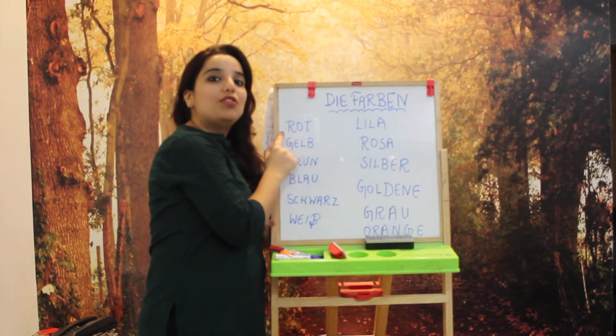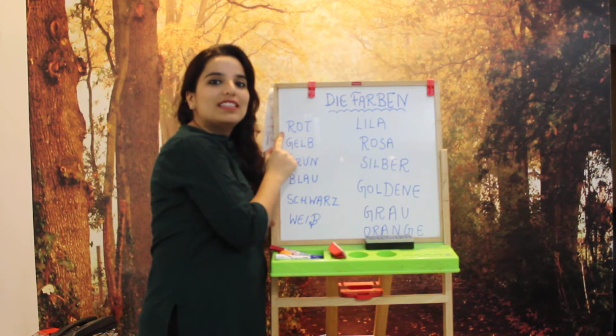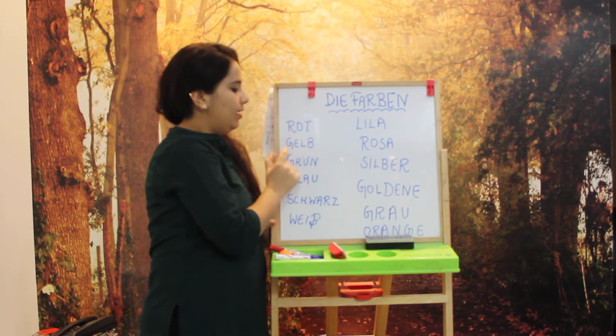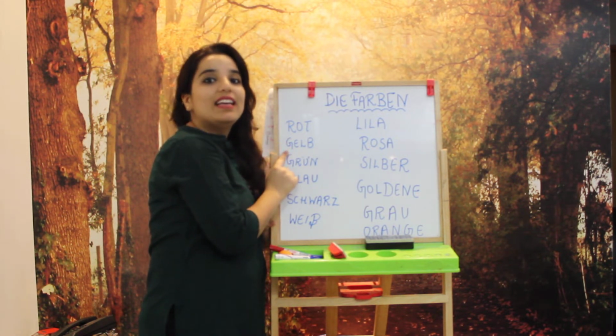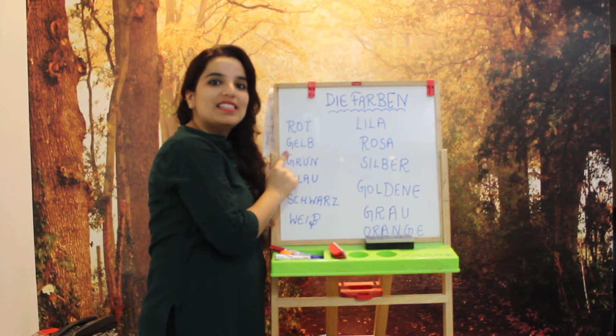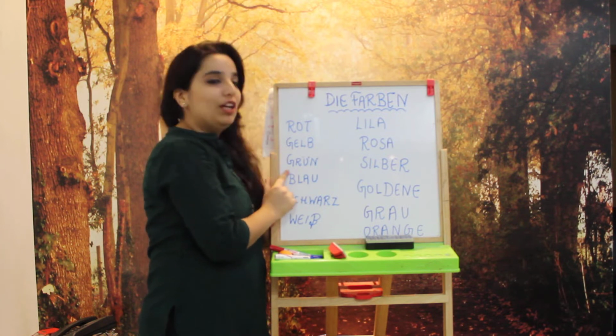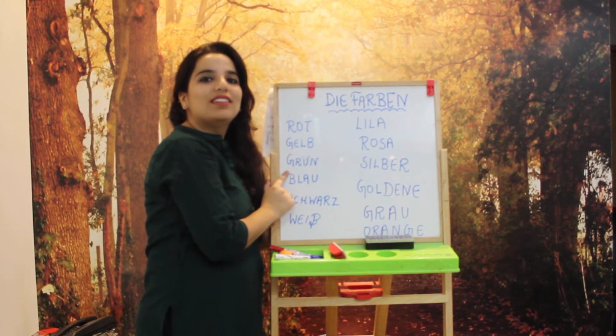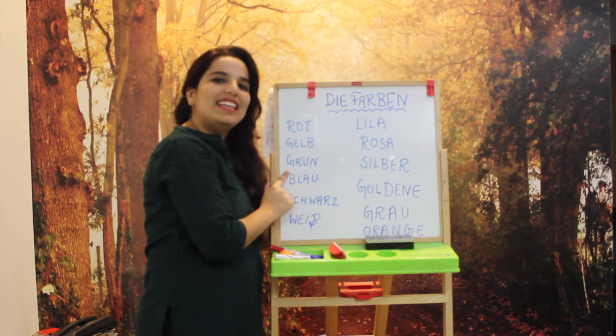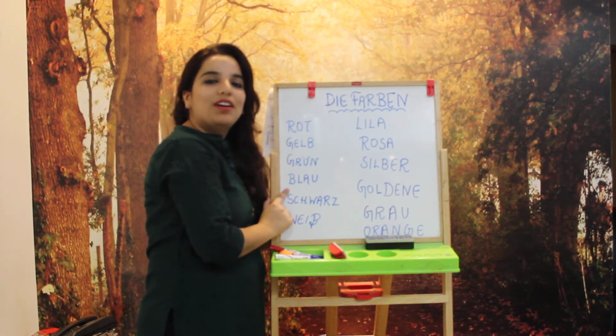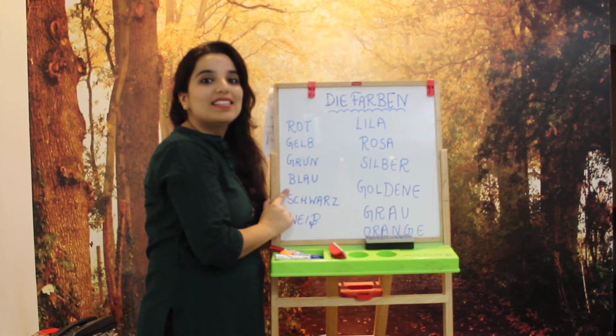Rot. Red color is rot. Gelb. Gelb is yellow. Grün. Grün is green. Blau. Blau is blue.